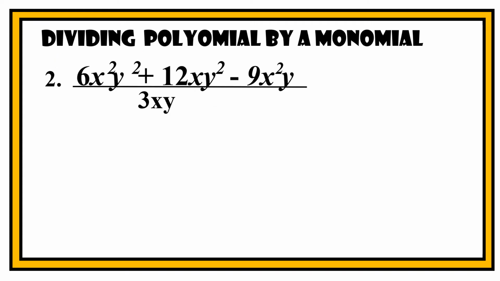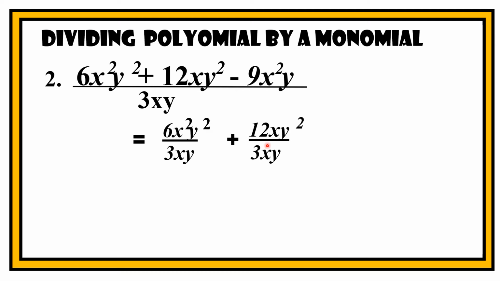Example number 2. So again, we need to divide each term of the polynomial by the given divisor. So divide natin siya sa 3xy. So we have 6x squared y squared divided by 3xy plus 12xy squared divided by 3xy minus 9x squared y divided by 3xy.